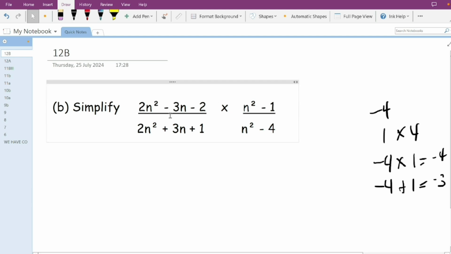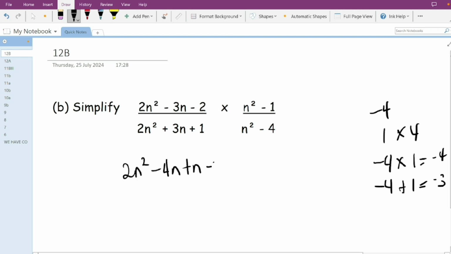So that means we've broken down this minus 3n into two values, which is minus 4n and plus 1n for the numerator. So you have 2n squared minus 4n plus n minus 2. That's for the first part.